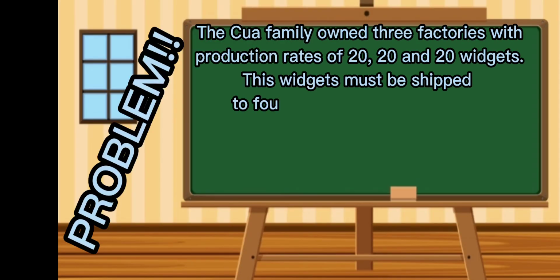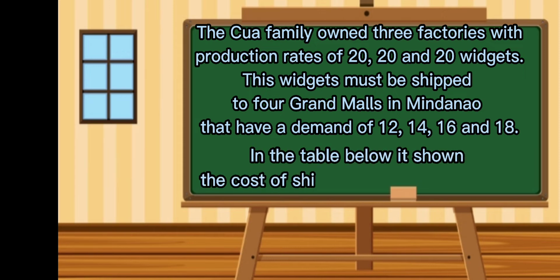The Kua family owned 3 factories with production rates of 20, 20, and 20 widgets. These widgets must be shipped to the 4 grand malls in Mindanao that had a demand of 12, 14, 16, and 18. In the table below, it shows the cost of shipping between each location.